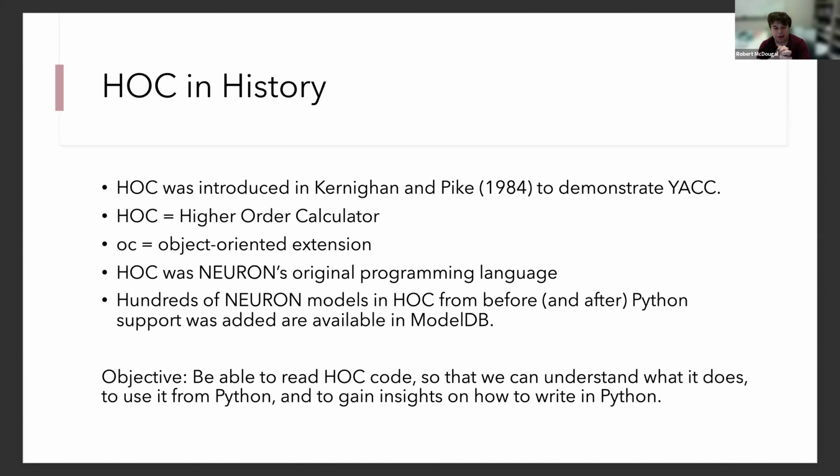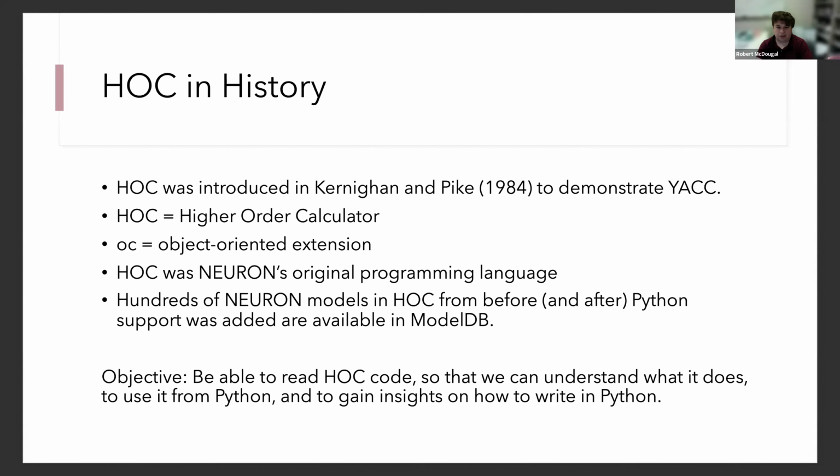This came from a book by Kernighan and Pike. This is Kernighan, as in one of the developers of C, Kernighan and Ritchie. Back in 1984, they were trying to demonstrate YACC, and the modern alternative to YACC is Bison, because people are funny. YACC was a compiler tool designed to specify how to build programming languages. This was their demo example, and it stood for higher order calculator. Then it was adopted by NEURON and a few other packages in the 80s and early 90s. There was an object-oriented extension called HOC.